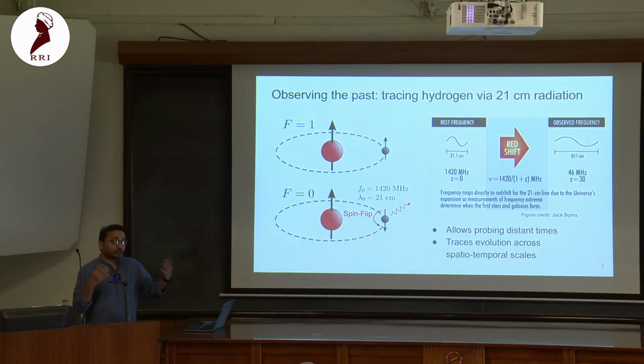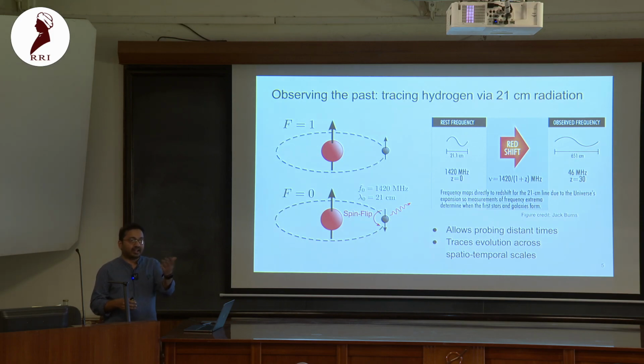Okay, so in order to probe all these different epochs, we employ 21 centimeter radiation. And of course, this audience probably doesn't need an introduction to this. It's a spin flip transition of hydrogen atom. So essentially what we are tracing is presence of hydrogen. And what we are measuring is the brightness temperature.